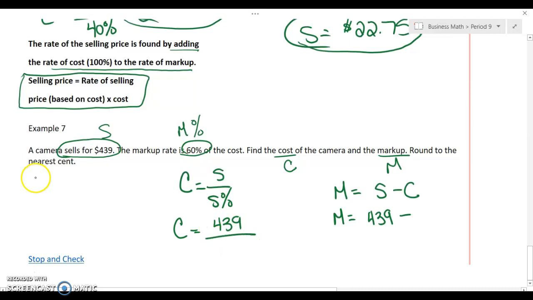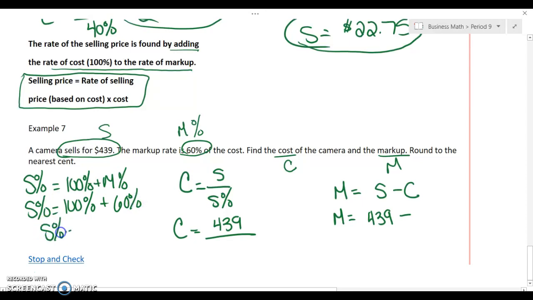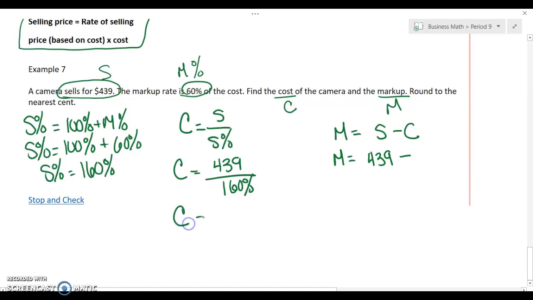How do I find that? Selling percent is 100% plus the markup percent. So selling percent in this case is 100% plus markup percent, look above in your word problem, is 60. So what is my selling percent here? 160%. Where does that go? Right here. Do I leave it as a percent? No. Decimal would be 1.6.